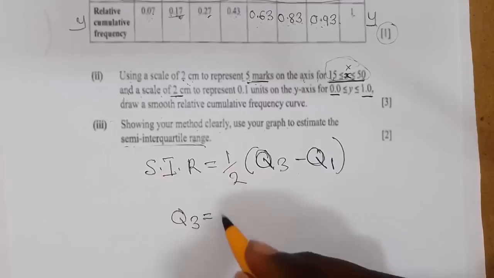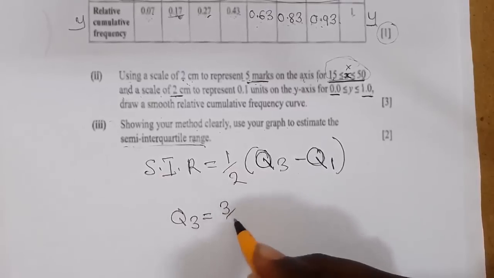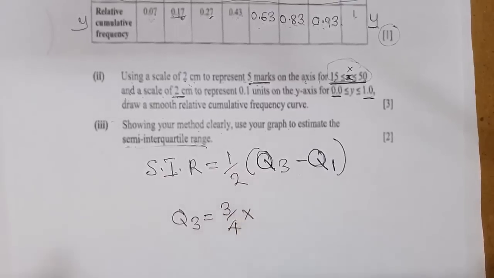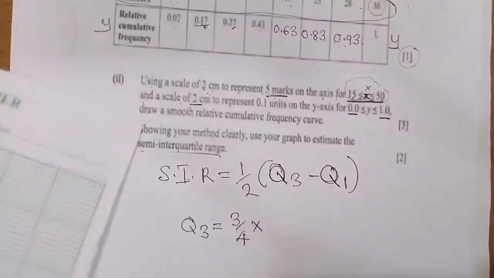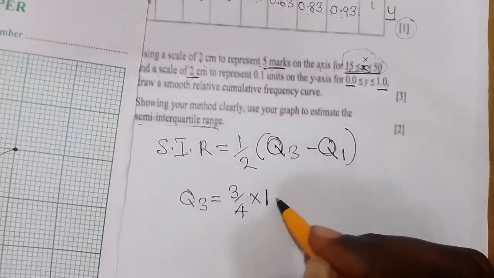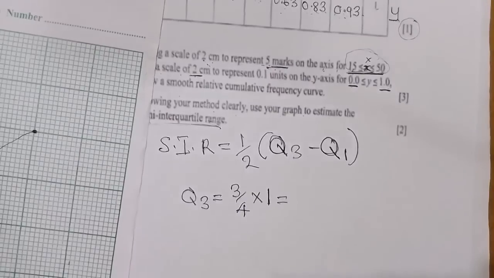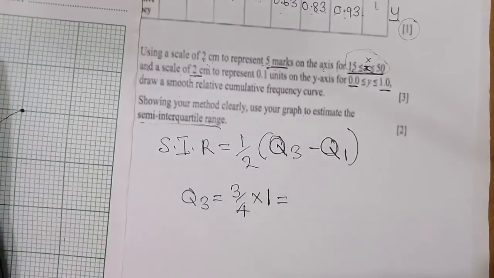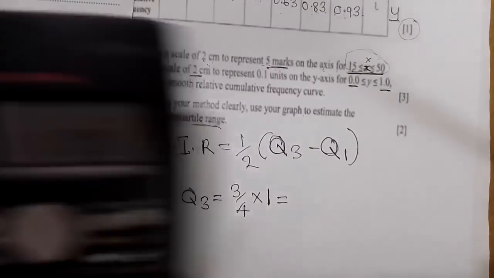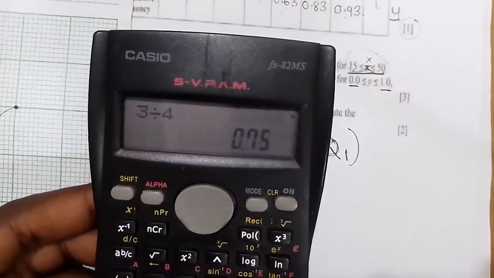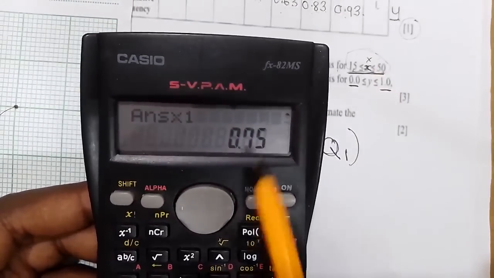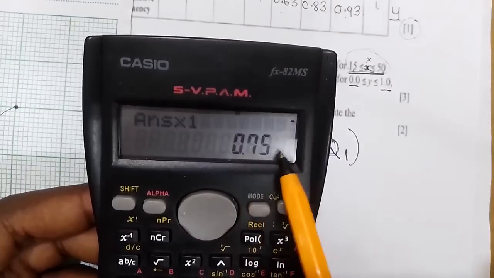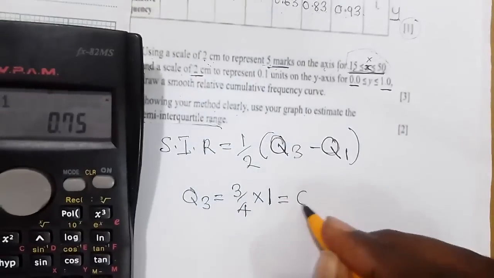Quartile 3 is equal to, I told you, you're supposed to do 3 over 4 times the highest number in the y-axis. So you check the y-axis, highest point here. It's what? 1. So you multiply by what? You multiply by 1 is equal to what? So you get your calculator first. You say 3 divided by 4. What is your answer? Then the same answer multiplied by 1. It's the same, 0.75.